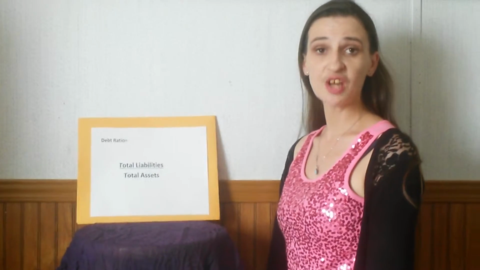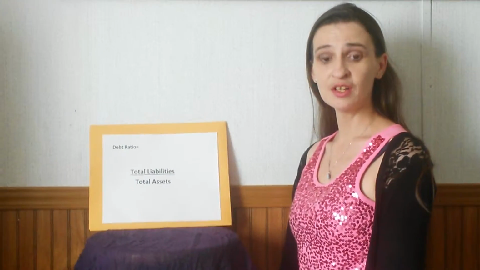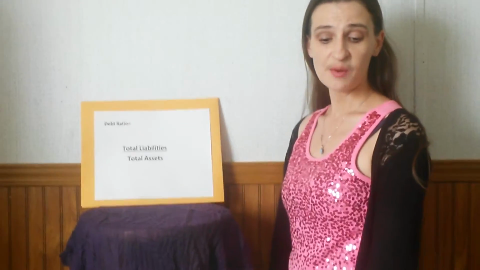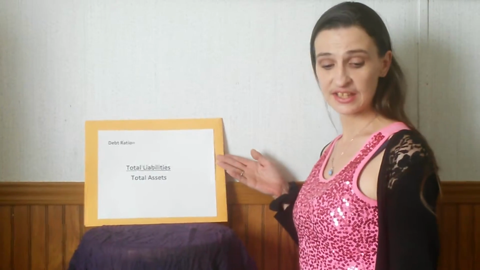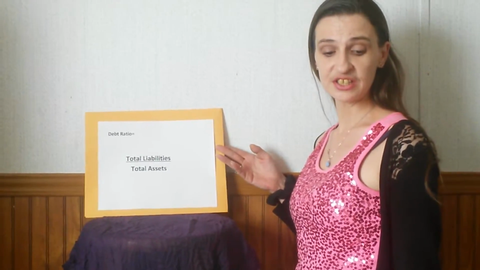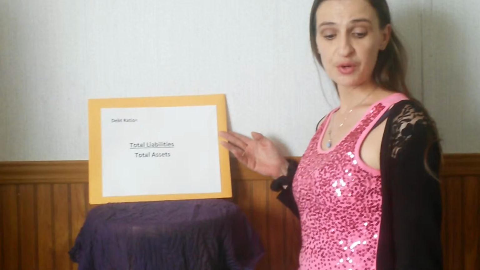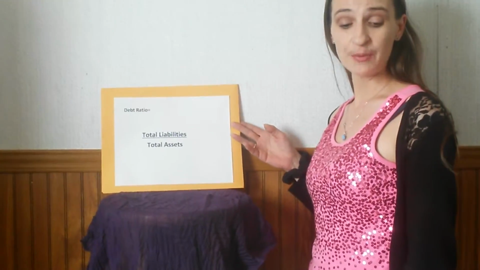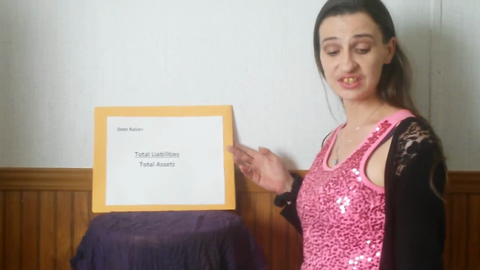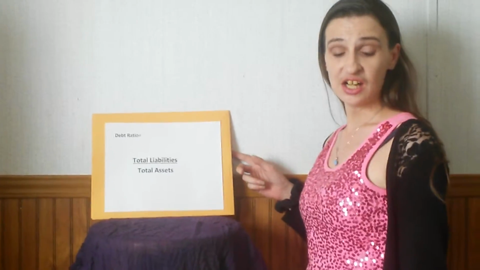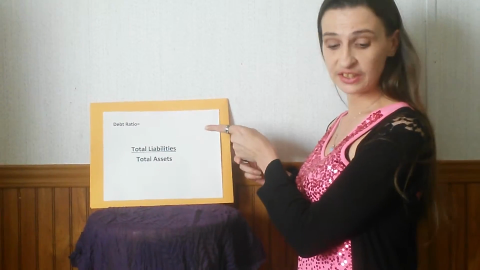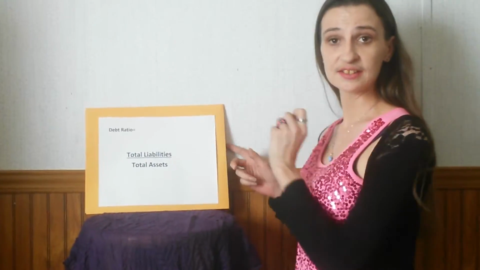There are many types of solvency ratios, but the most common are debt ratio, equity ratio, and debt to equity ratio. The debt ratio measures a company's total debts or liabilities as a percentage of its total assets. The ratio measures the financial leverage of a company. It shows how many assets the company would have to sell to pay off its debts. A debt ratio is simply a company's total liabilities divided by its total assets.